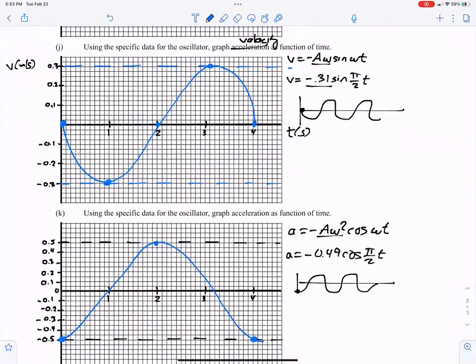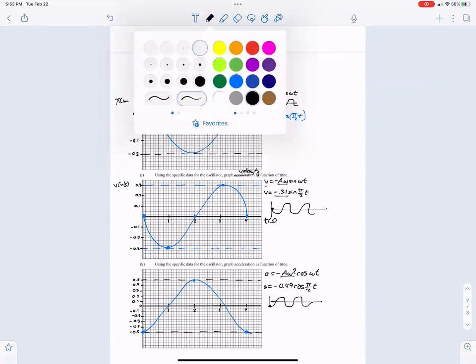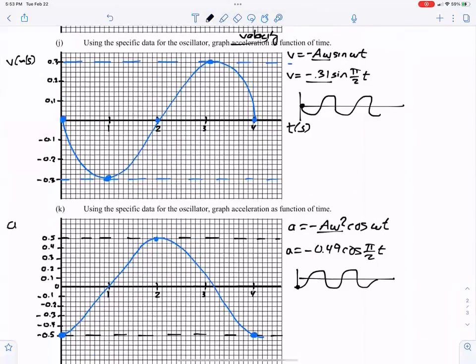And those are my graphs of position, velocity, and acceleration, meters per second squared, versus time.